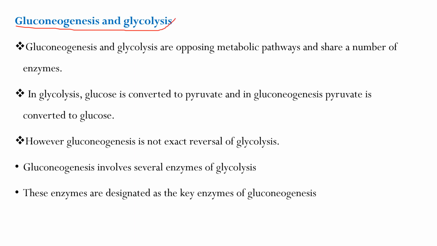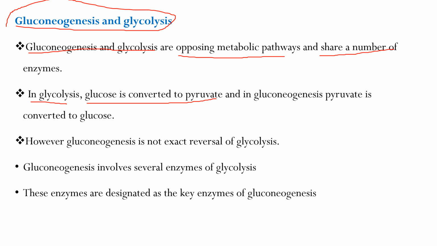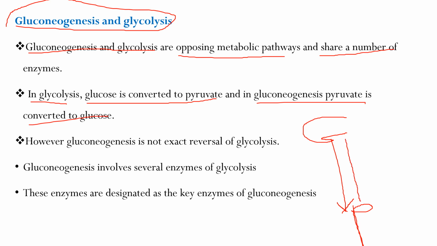Gluconeogenesis and glycolysis are opposing metabolic pathways that share a number of enzymes in common. In glycolysis, glucose is converted into pyruvate, and in gluconeogenesis, pyruvate is converted into glucose. It means glucose is converted to pyruvate in glycolysis, whereas pyruvate is converted into glucose in gluconeogenesis.